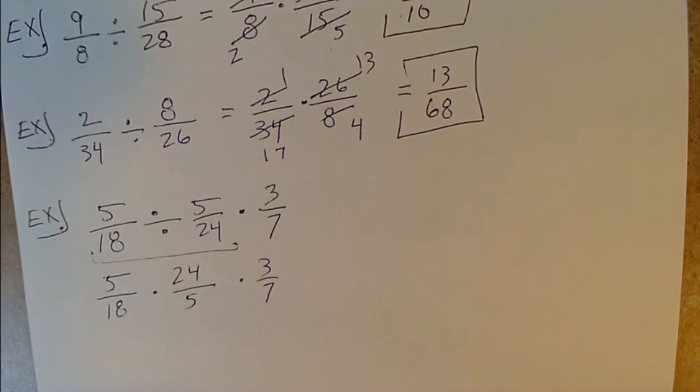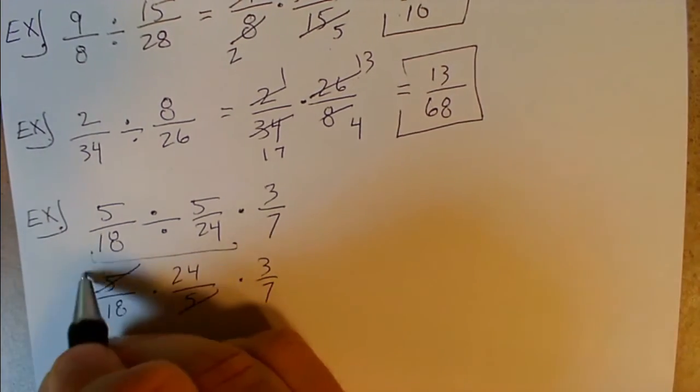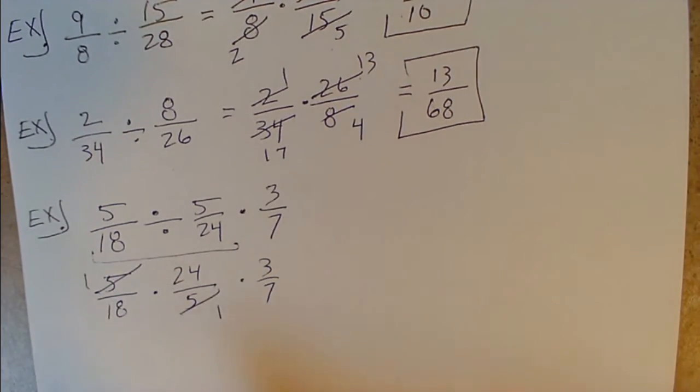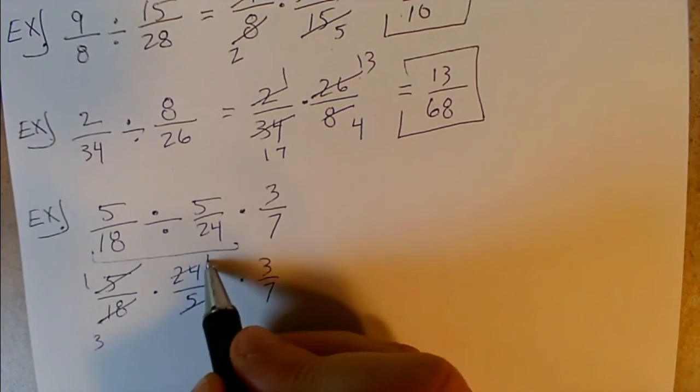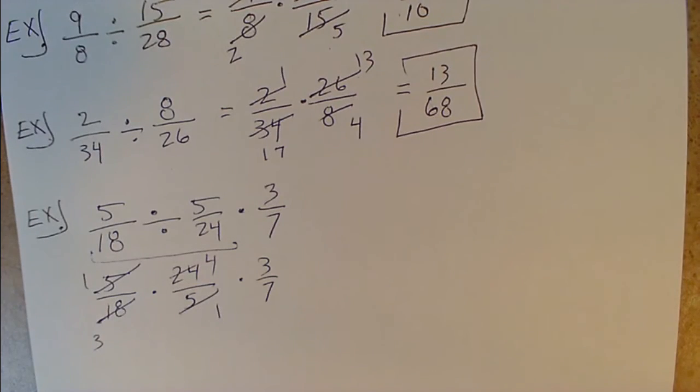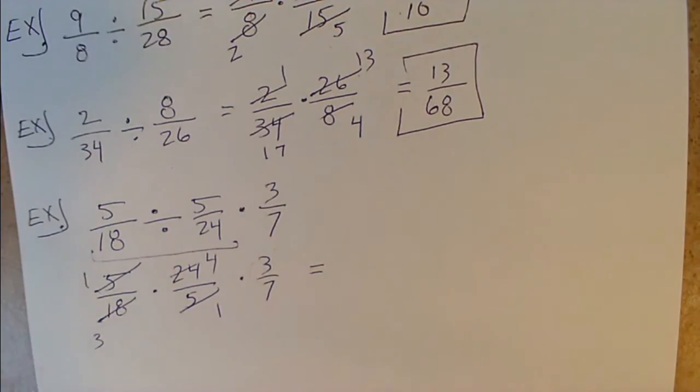There's some simplifying I can do right now. 5 over 5 is 1. 18 and 24 both have factors of 6. I can cancel 6's out, like so. All right? And look at that. There's a 3 way over here, and there's a 3 over here. Let's say you didn't see that. All right? Let's say you get all excited to do your multiplication.